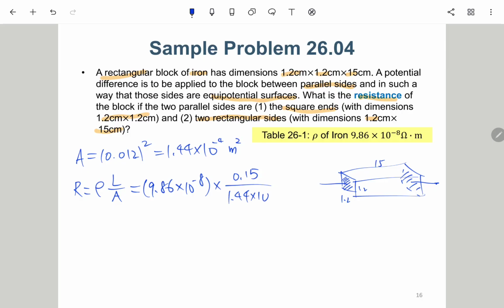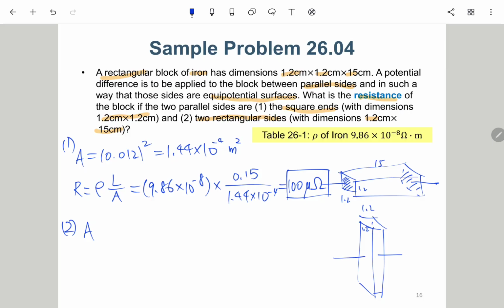Over 1.44 times 10 to the negative 4. So this is pretty easy. It is 100 milliohm, which is quite a small resistance. This is the first case, and the second case will be like this. This is 1.2, 1.2, and then we use it like this.